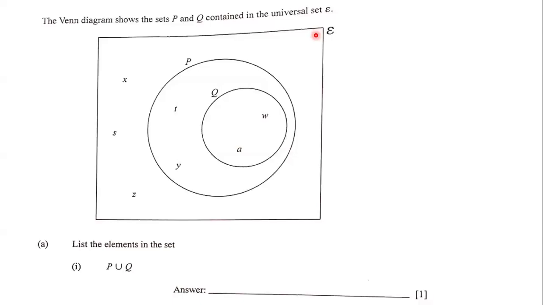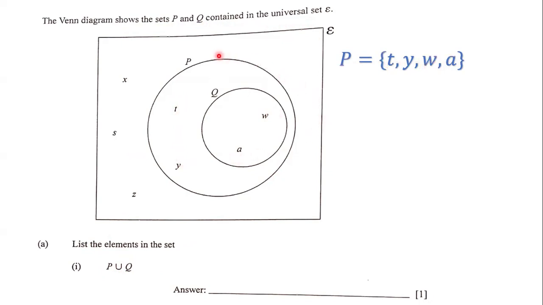The Venn diagram shows the sets P and Q contained in the universal set. List the elements in the set P union Q. So first, let's list off the elements that are inside P. The elements that are inside P are T, Y, W, and A.